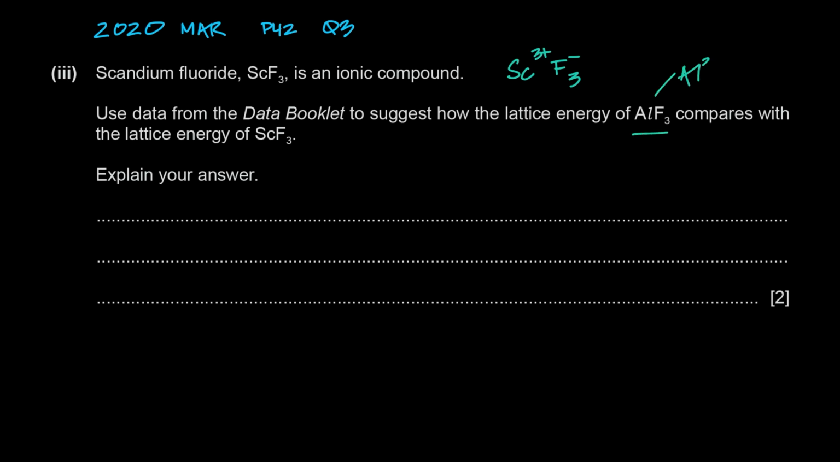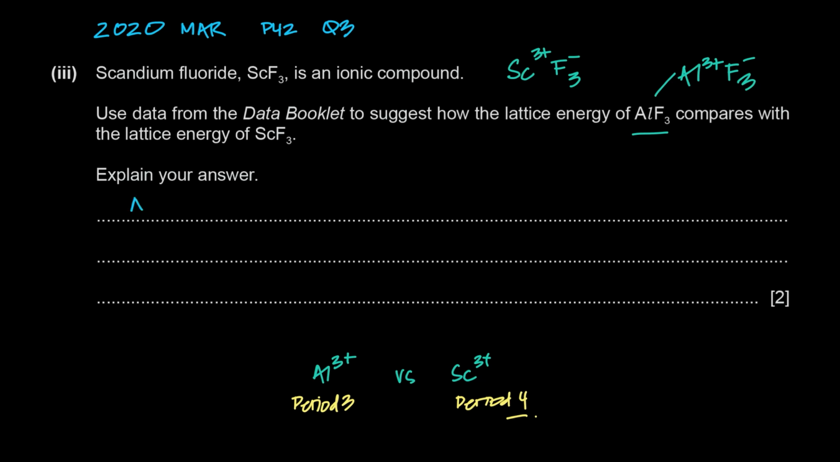And AlF3 is Al 3 plus and F minus. So both, basically aluminum and scandium, that's the comparison because the anions are the same, and they have the same charge. But aluminum as an element is in period 3 and scandium as an element is period number 4. So either you can give the answer from scandium's point of view or aluminum's point of view. Let's do both. I'll start with aluminum.